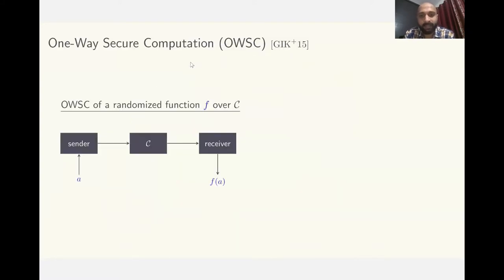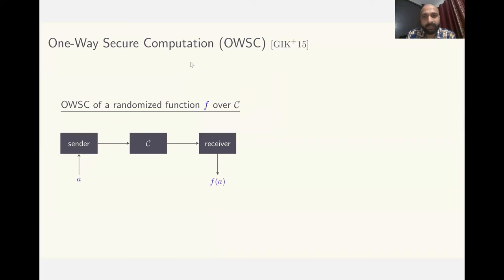In this work, we look at a constrained version of this model where there is no interaction. That is, the communication is restricted to be one-directional along the provided noisy channel. This model is called one-way secure computation, or OWSC for short, and it was introduced by Garg et al. in their 2015 paper. Due to the one-directionality, we can only expect to compute sender-receiver functionalities, which are functionalities that take an input A from the sender and provide an output F of A to the receiver.